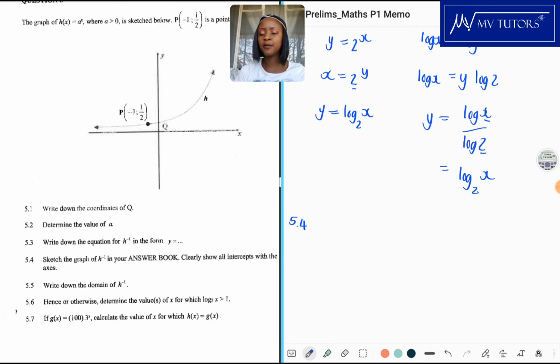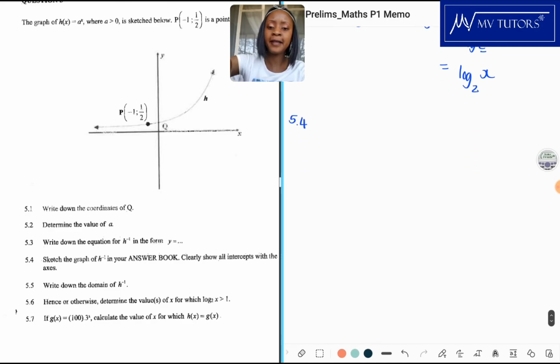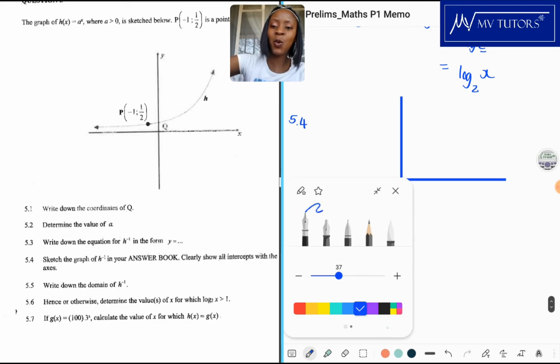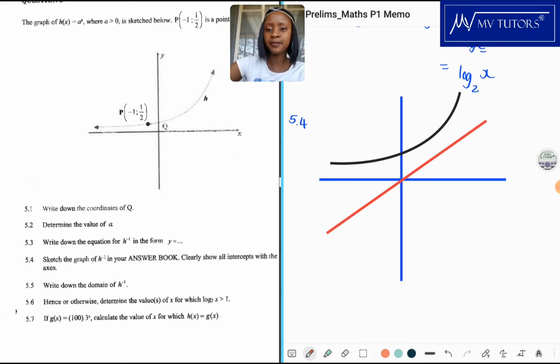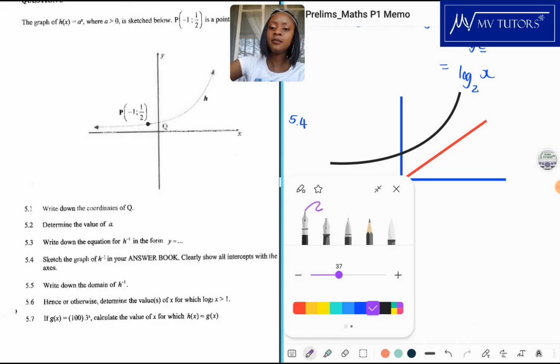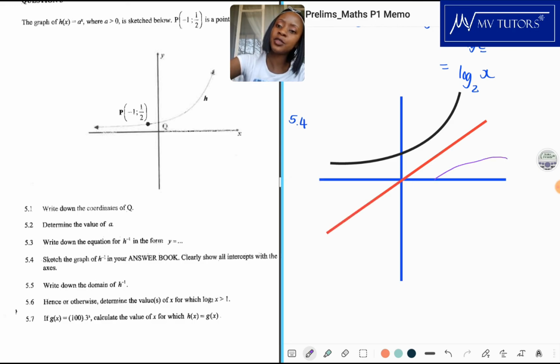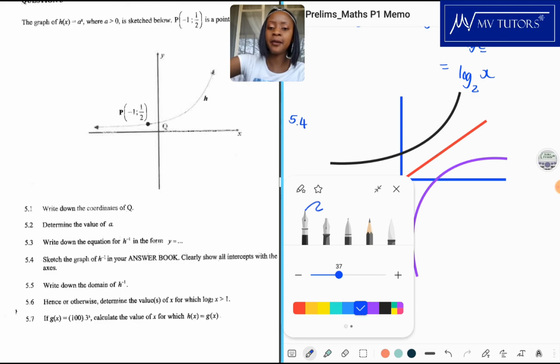says sketch the graph of the inverse, clearly showing all intercepts with the axes. Let me try to draw it quickly. If I see that I'm taking time, then I will pause, but anyway, I'm already there. So this is what h is. So how do we get the inverse of h? Well, you draw your line y is equal to x, and then your inverse is always symmetrical about the line y is equal to x. So your answer should look something like this.